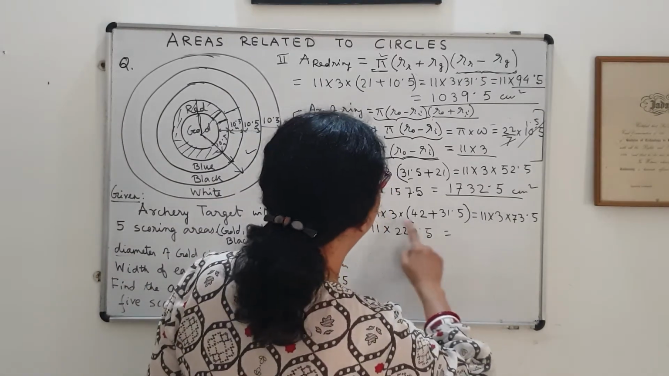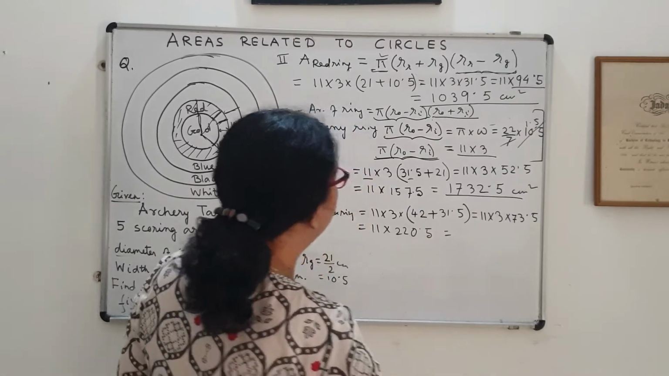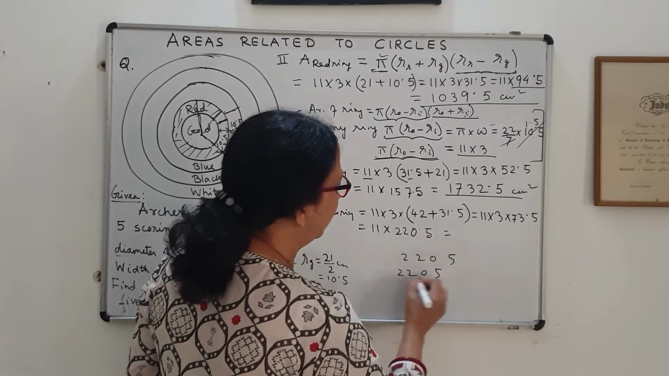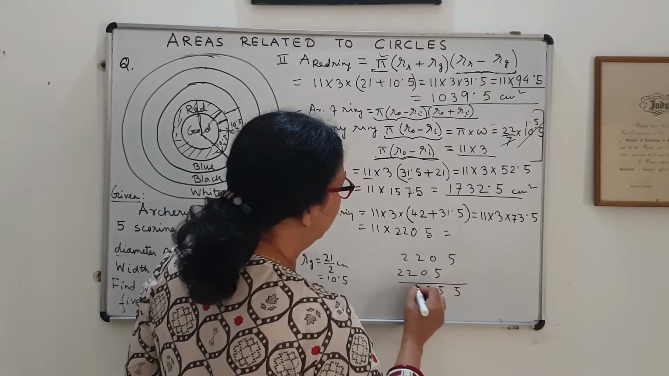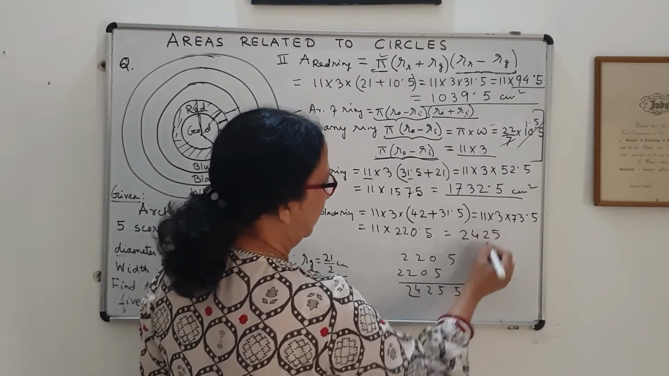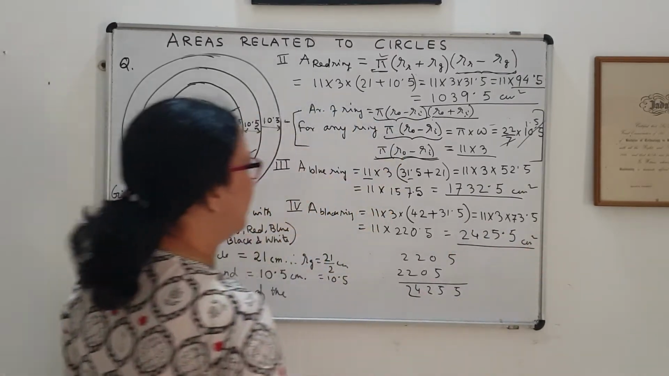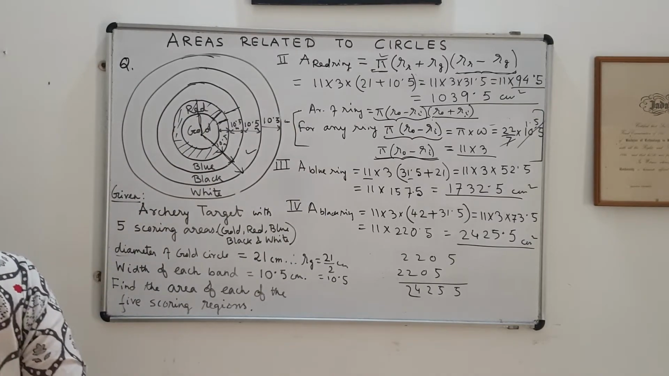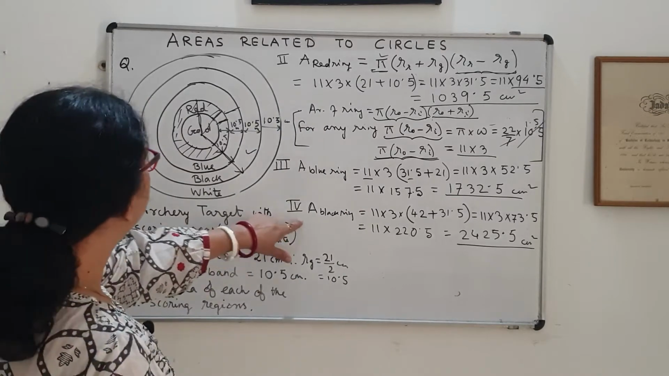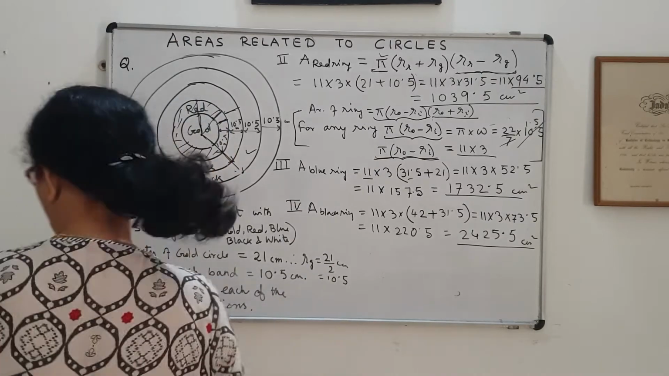So 3, 5 is 15. It's okay. So multiplication, you write 2 2 0 5, then 2 2 0 5, shifting one place, 5 5 2 4 2. So it will be 2425. A point will be here, 0.5 centimeter square. So this is the area of the fourth, 2425. Yes, right, correct. So the area of the fourth scoring region, that is the area of this black ring. Now lastly the fifth region, let me erase this one.